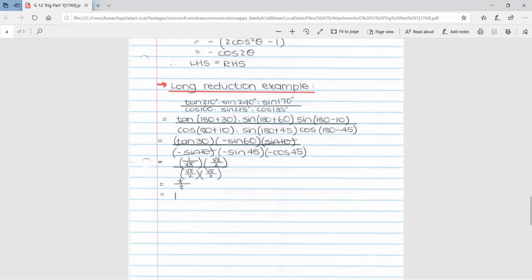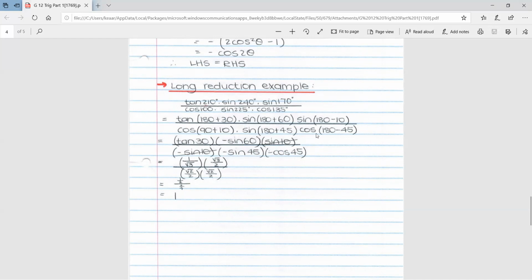Then we have cos 90 plus 10. 90 plus 10 is in the second quadrant. Cos is negative in the second quadrant, so we're going to have a negative. But we have a 90 plus, so that's going to change to sine, and then we keep our angle of 10. Then sine of 180 plus an angle. 180 plus is in the third quadrant. Sine is negative in the third quadrant, hence the negative sign. So therefore, it's going to be negative sine of 45 degrees.